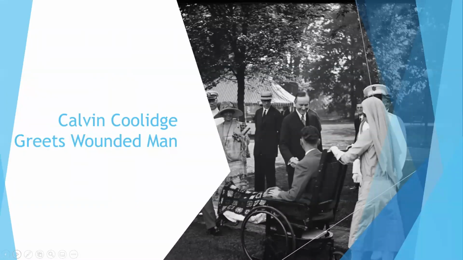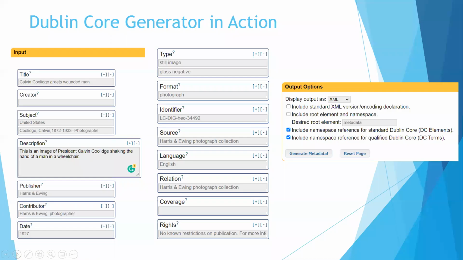Okay, so I found this image and the metadata record in the Library of Congress Digital Archives collection. We're going to use this information to create a metadata record using the Dublin Core generator. The title of this photo is Calvin Coolidge Greets Wounded Man. Our subject is United States, and then Coolidge, Calvin, 1872 to 1933 photographs.